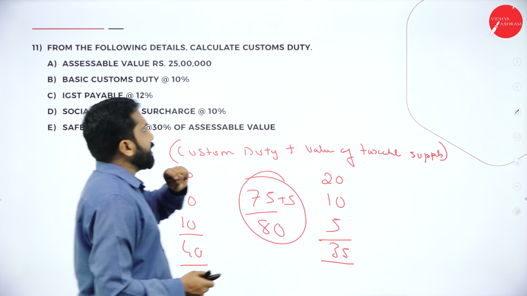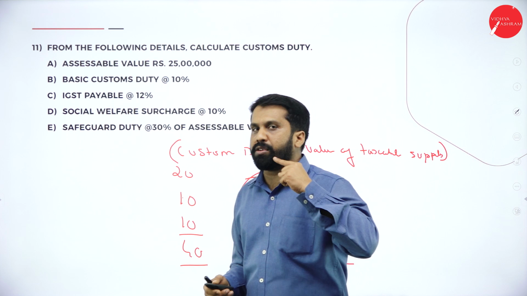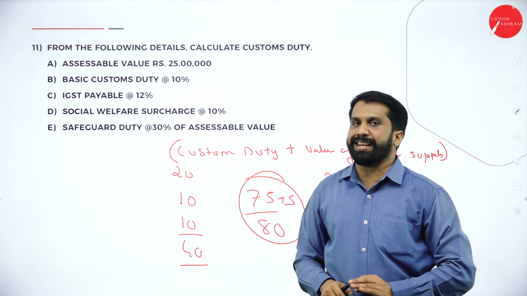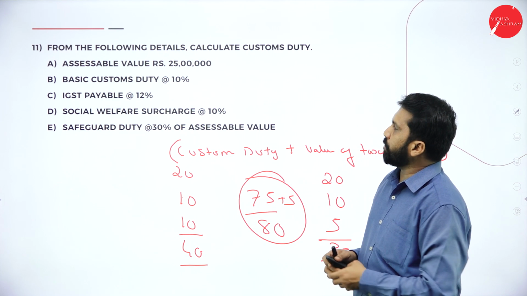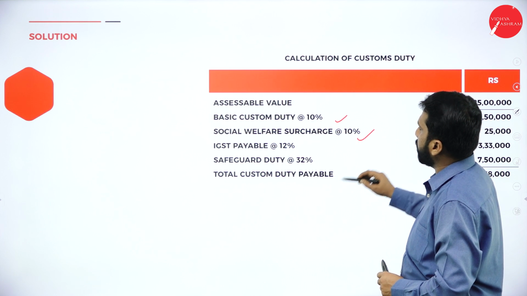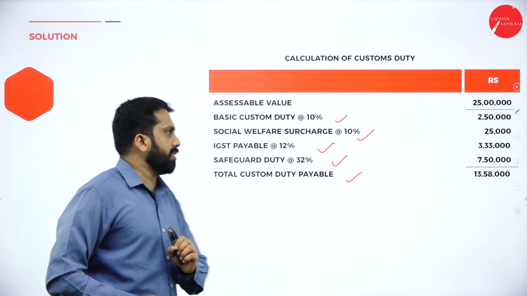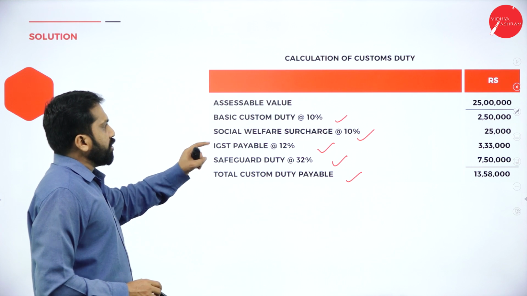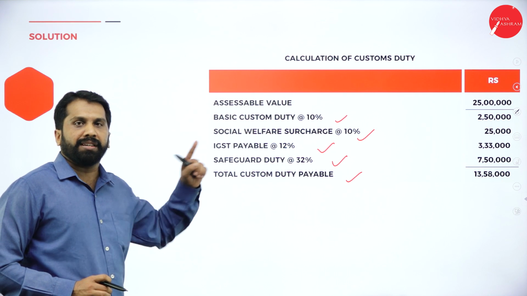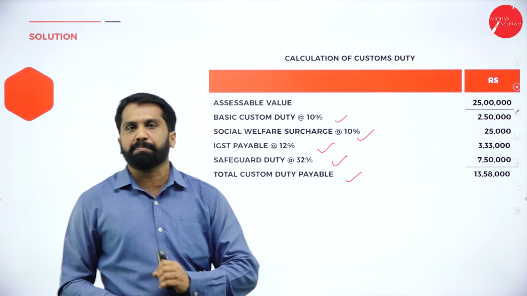From the following details, calculate custom duty. In the first session, again I am repeating, you have to go back to your first session. I explained completely how to calculate your taxation. Now, I'll go back to your answer. Assessable value, basic custom duty, social welfare, IGST, safeguard and total custom duty payable. In this, your social welfare duty, even though it is not asked in the question paper, you are supposed to consider. And what is the percentage? The percentage is always 10%.